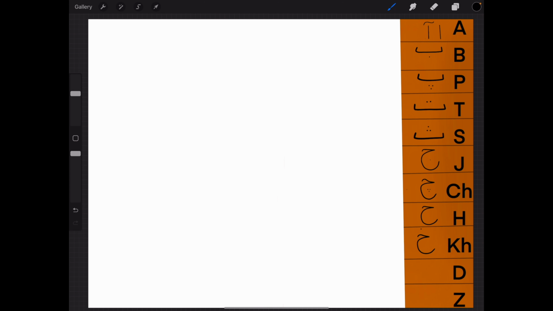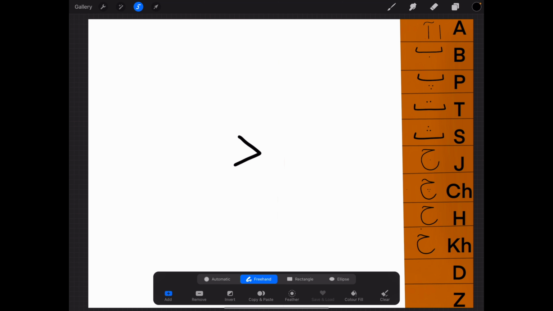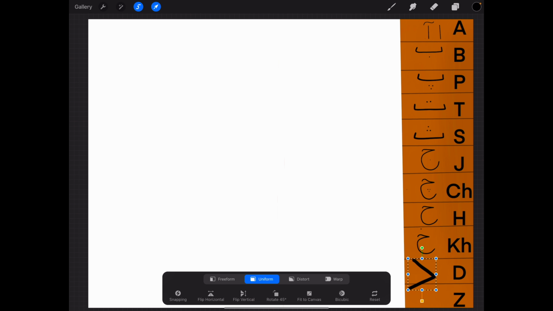Next letter is the letter Dal. And the way it's pronounced is D, which is the same as the letter D in English. Now, hey, that kind of looks like Pac-Man. Oh, okay, I'm getting distracted now. Let's go back to the letter. Anyways, you got the point. That's your letter Dal. D.